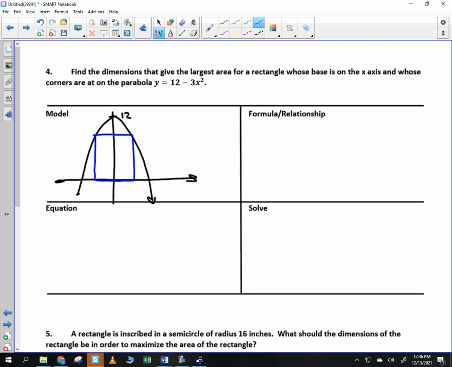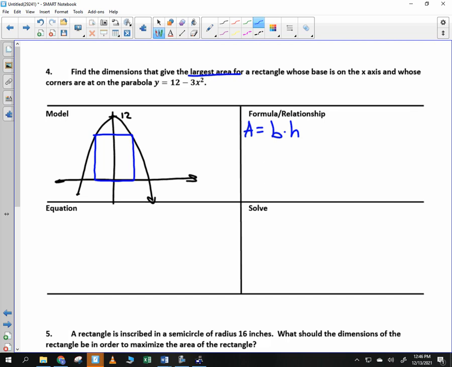So what's our goal? Yeah, largest area is what's driving this problem, right? We end up having to find the dimensions, but largest area is what's driving this problem. So area is equal to, and I'm going to write it as length of the base times the height.